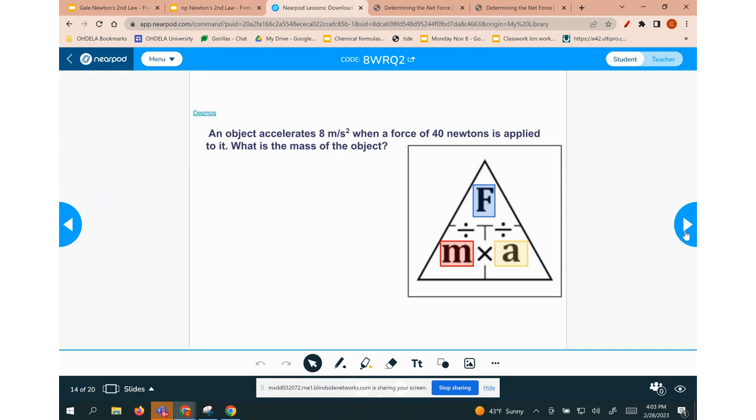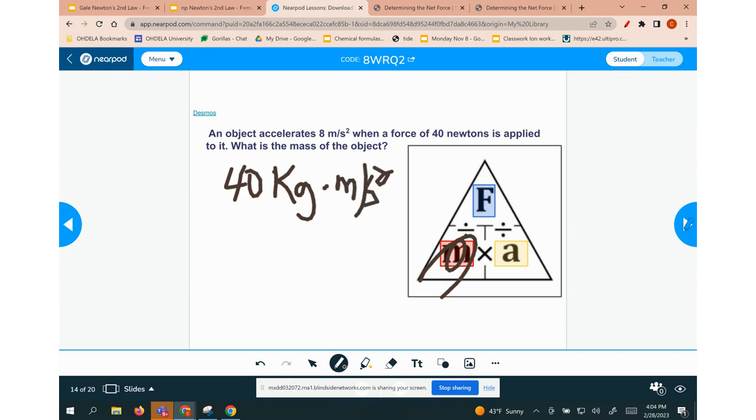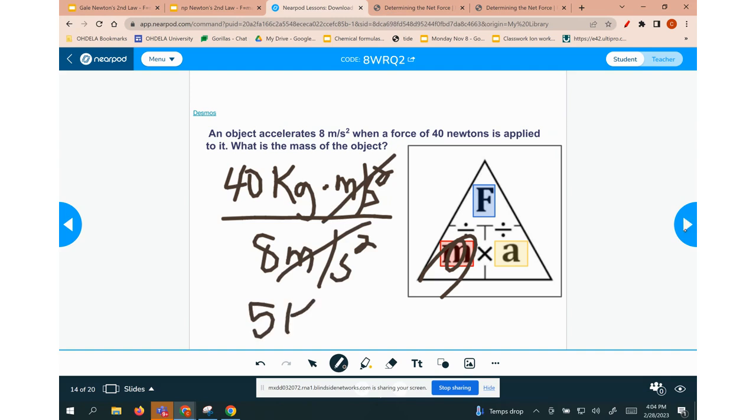All right. An object, find the mass. Okay, so this is the mass question. So force divided by acceleration. So we've got 40 newtons, which is kilogram meters per second squared, same thing as newtons, and we're going to divide by acceleration, 8 meters per second squared. Cancel these out. This gives me 5 kilograms. And that's our mass.